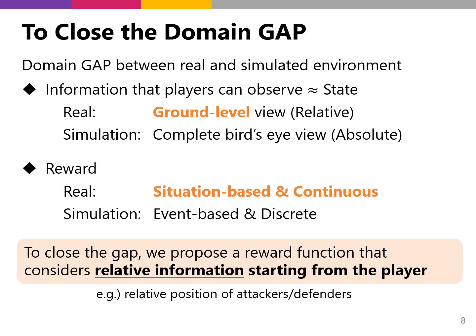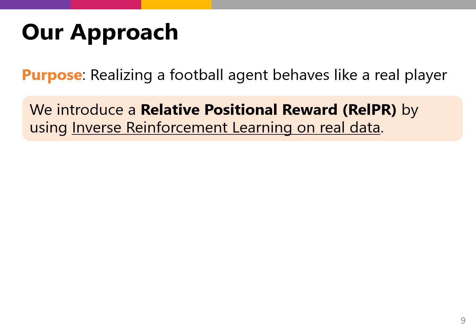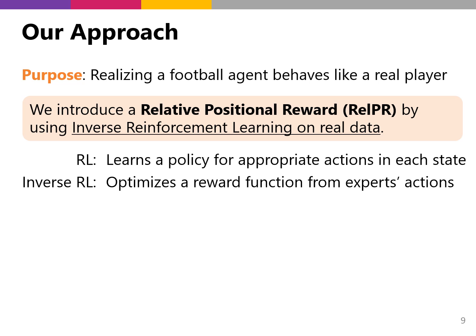To close the gap, we propose a reward function that considers relative information starting from the player, for example, relative position or the number of attackers or defenders nearby. Our purpose is to realize football agents that behave like real players. To this end, we propose a relative positional reward estimated by inverse reinforcement learning pre-trained on their data. This function takes the relative information as input, while reinforcement learning learns a policy for appropriate actions. Inverse reinforcement learning optimizes a reward function to enable learning the correct policy by using expert actions.